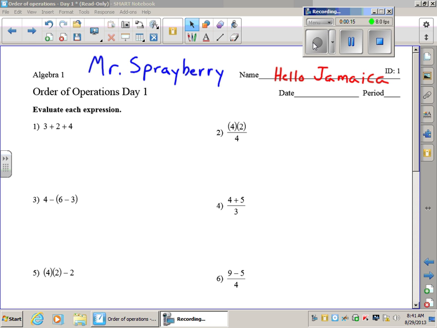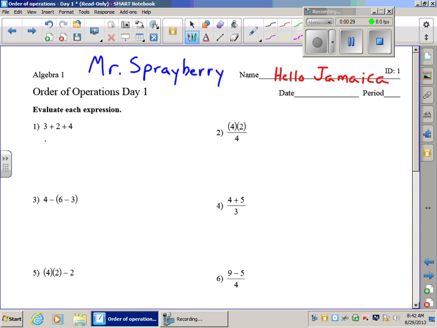Anyway, order of operations day one. Evaluate each expression. It's 3 plus 2 plus 4. All your positives, you think of as having something. So if you have 3, and then you have 2 more, and then you have 4 more, that's 3 plus 2 plus 4. That's pretty simple, pretty straightforward. That's 9.